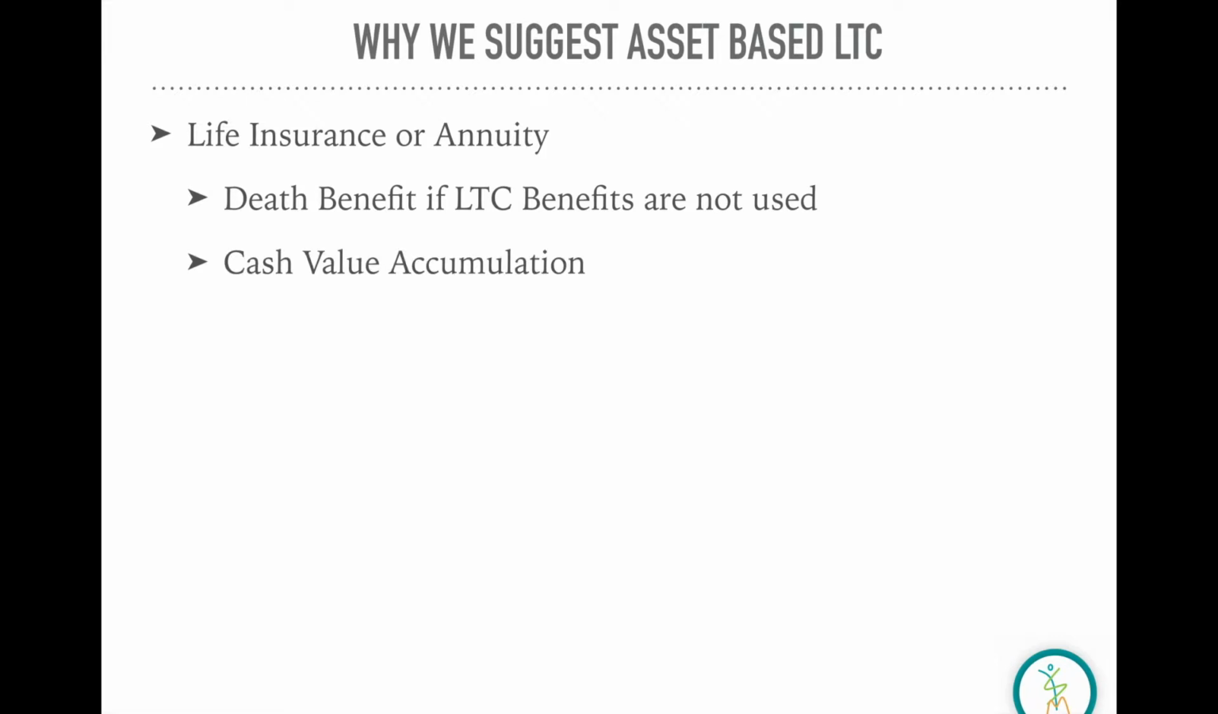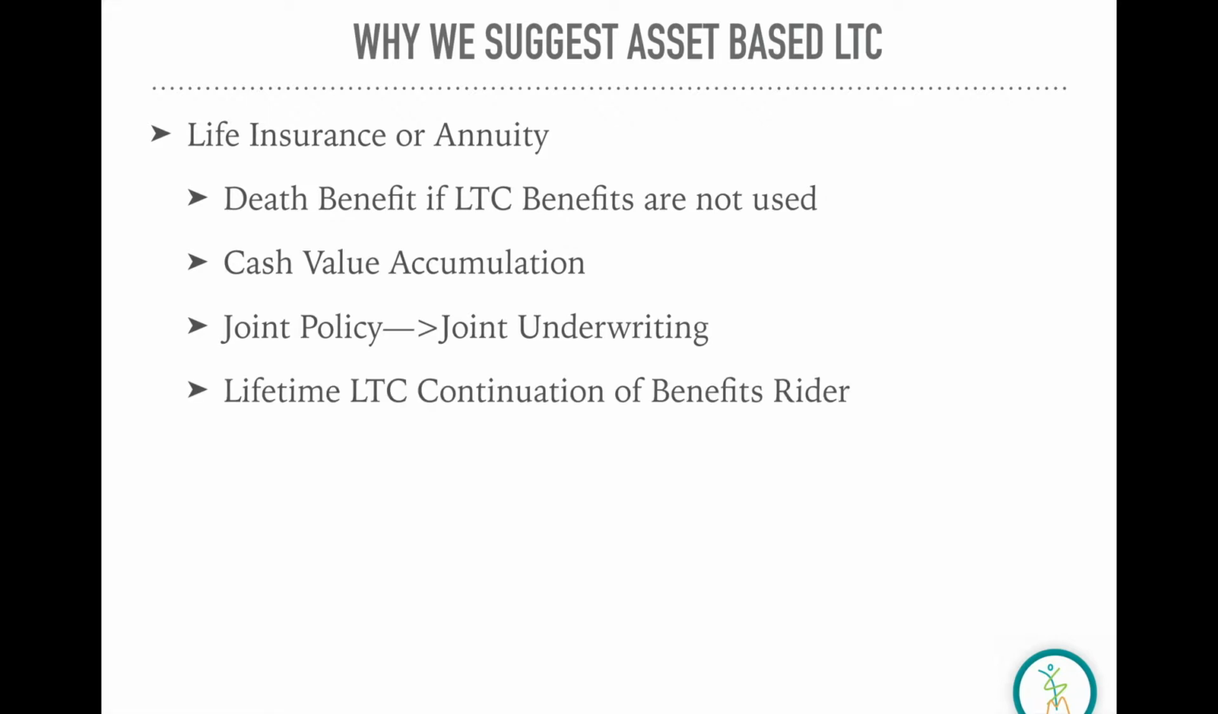There's cash value accumulation. Oftentimes it's a joint policy, so that means there's joint underwriting. And you get this lifetime continuation of benefits rider that you don't ever see. Again, the important thing is that rates are guaranteed, which for a lot of people means stability, and that's something a lot of clients are really looking at.